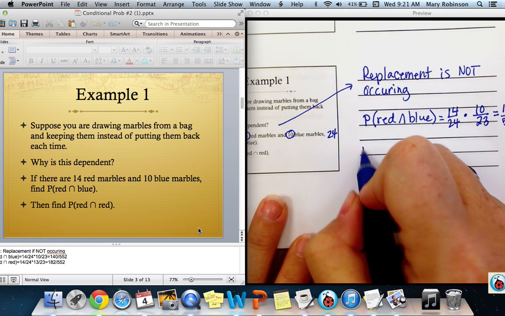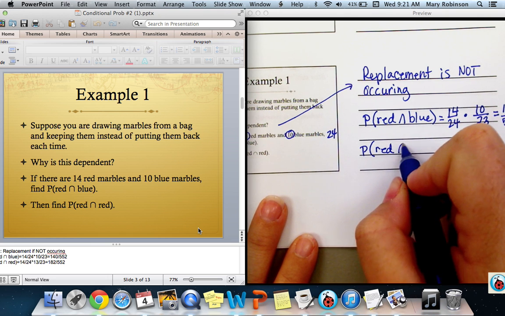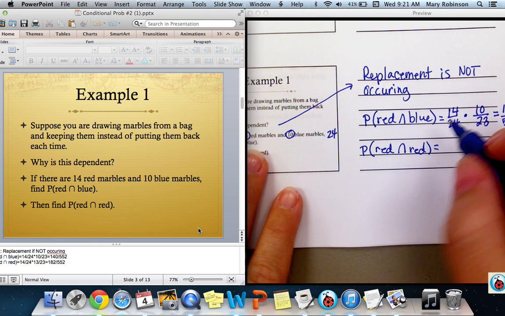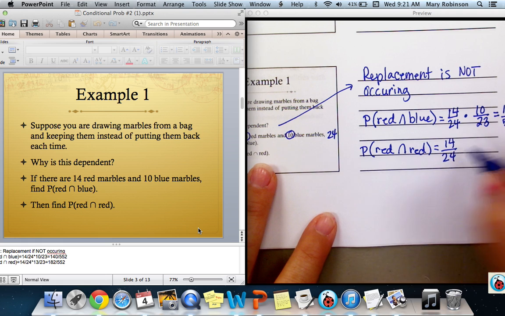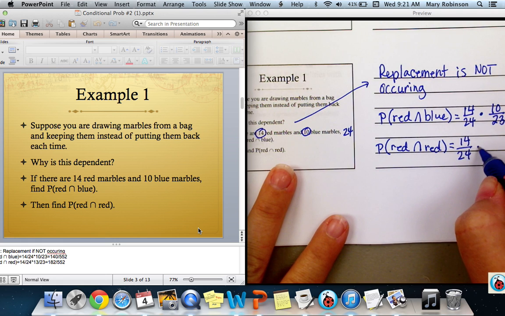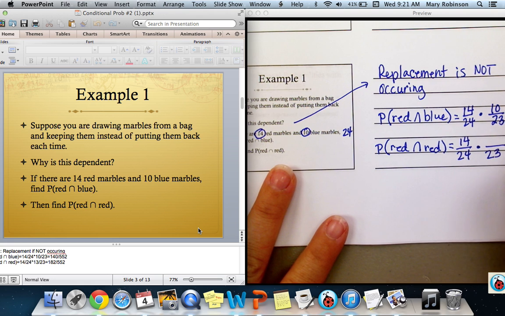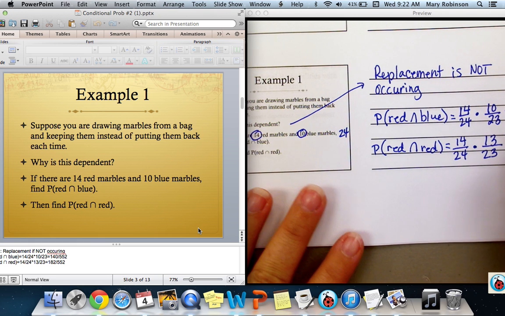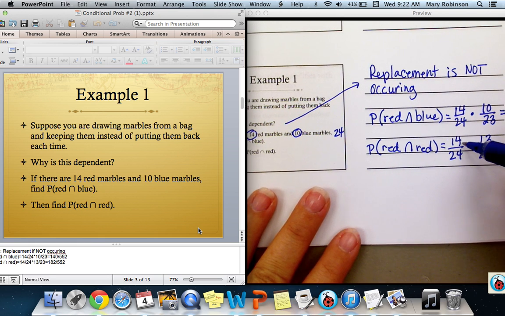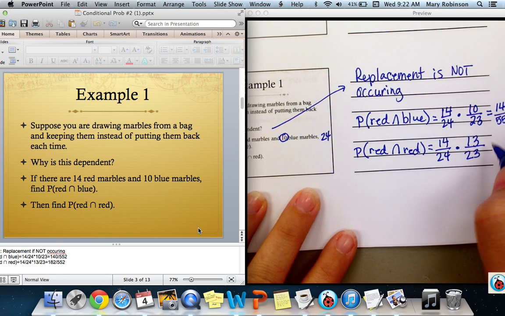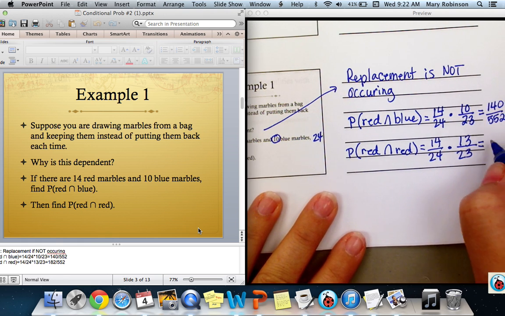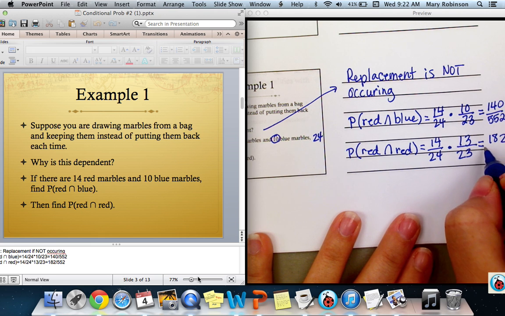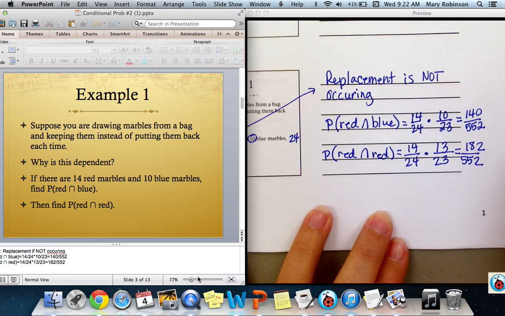Okay? Next, to find the probability that we pull a red, then another red, we first remember that there are 14 to begin with, out of a total of 24. But then the second time, there are 23 marbles, and since the first one we drew was red, there are now only 13 red marbles. So make sure you understand that. There is one less red marble and one less total marble in the bag. When we multiply our numerators, we get 182. When we multiply our denominators, we get 552. And there would be our probability.